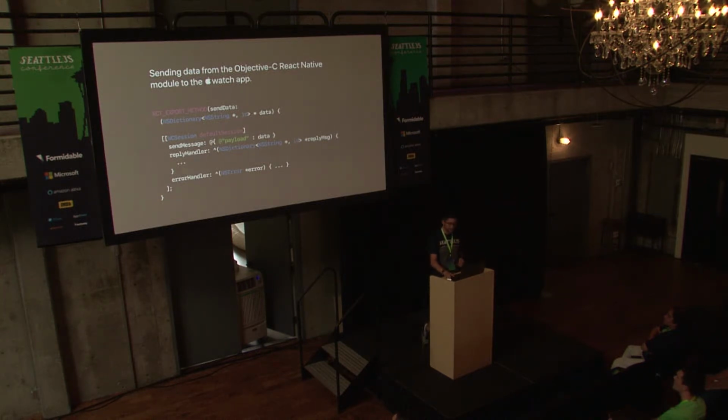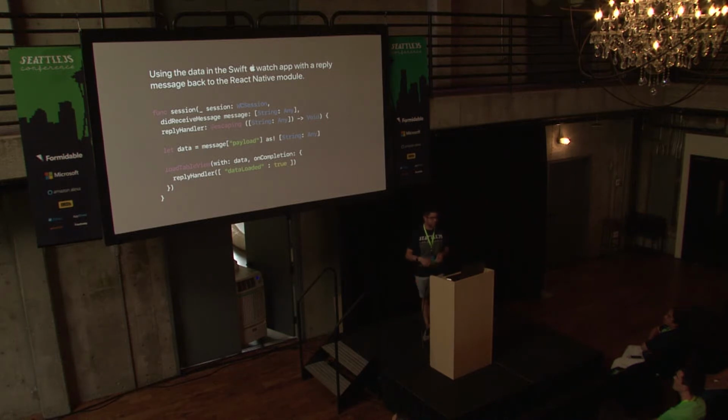And then finally, on the watch side in Swift, let's say we want to take that dog data from JavaScript and then load it into a native table view on our watch. So both the React Native module and the watch implement didReceiveMessage, and then we get that out of the payload, load a table view, and that is how that communication works. And it is bidirectional, so both ways.